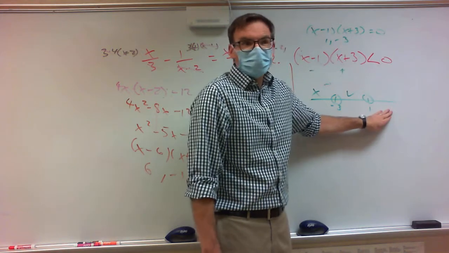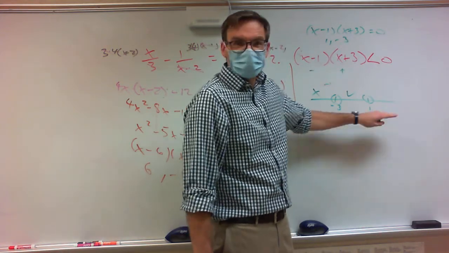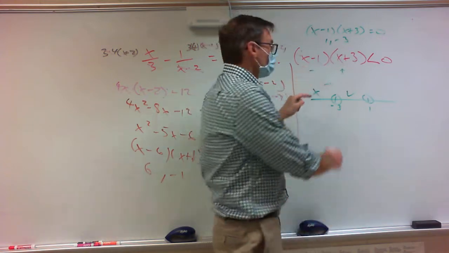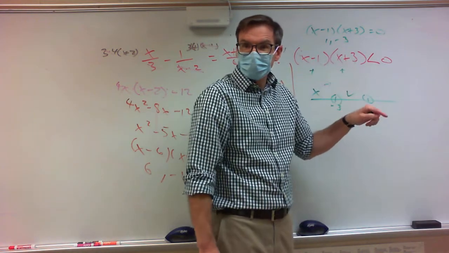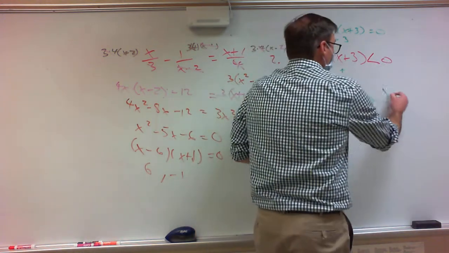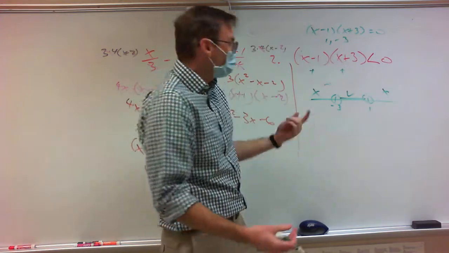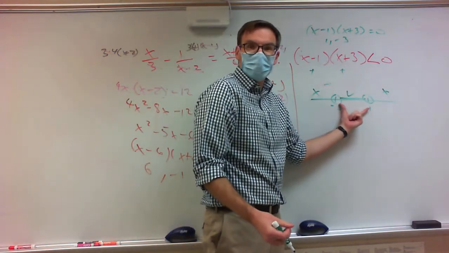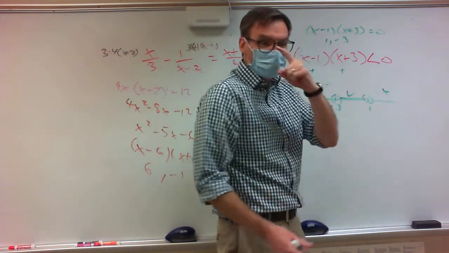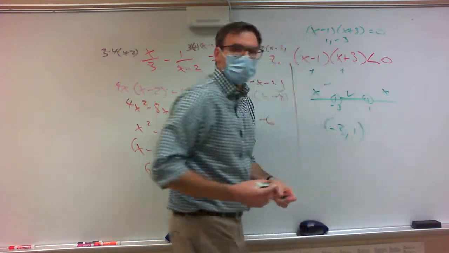And I pick a number over here. Guess what I'm going to pick? Positive 1,000. And can we agree that 1,000 minus 1 is positive and 1,000 plus 3 is positive? If everybody's positive, that's not less than 0. And so this doesn't work. And so we just found out that the range of numbers that work in this case is from here to here. And so we're going to write our answer in interval notation. That's going to go from negative 3 to 1, and we use open parentheses.